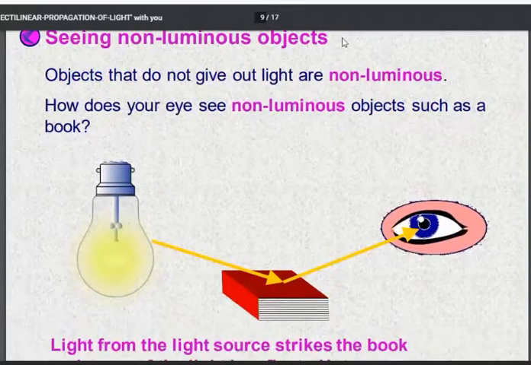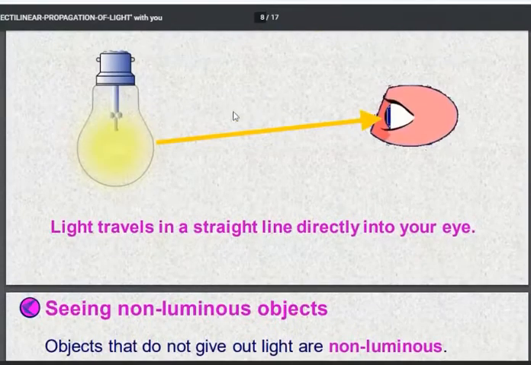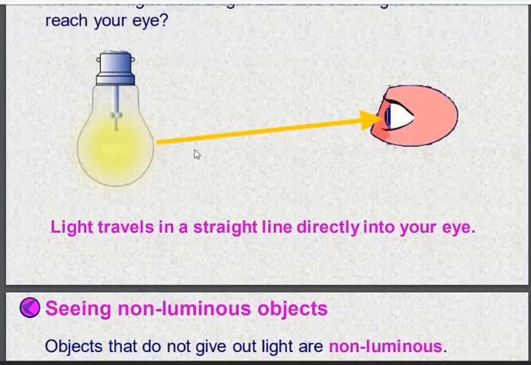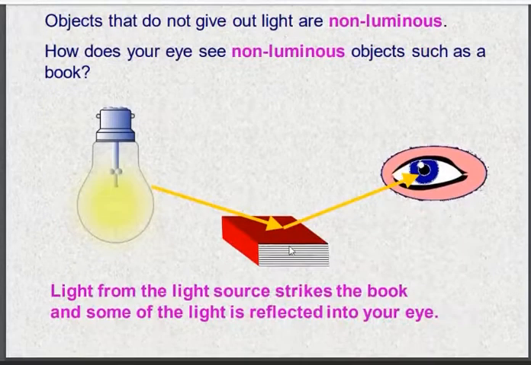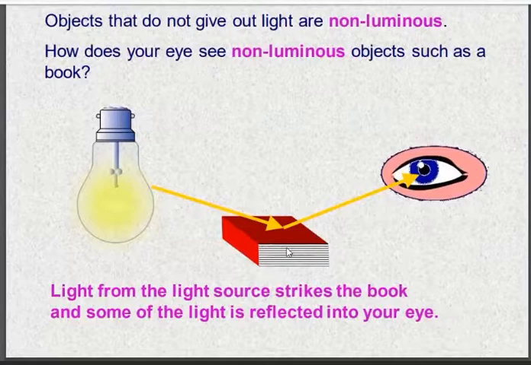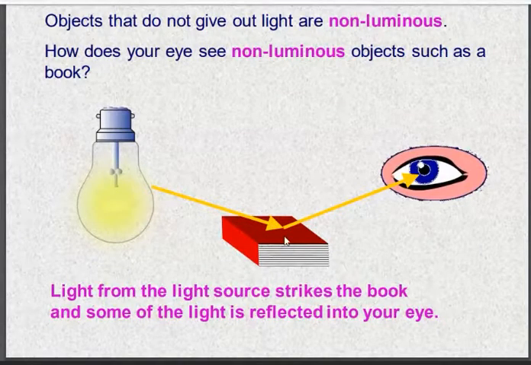Seeing non-luminous objects. A luminous object is visible from a distant place. Now, in order to see a non-luminous object, like this book, which is not emitting light on its own, one needs another source of light to see it. Say this book is lying on the table in a room at night, and you enter the room, but you won't be able to see this book.